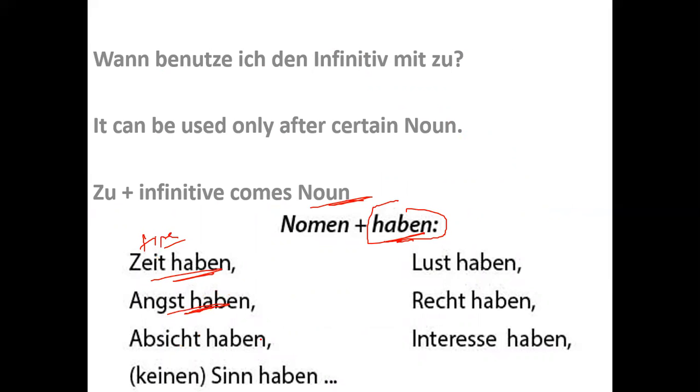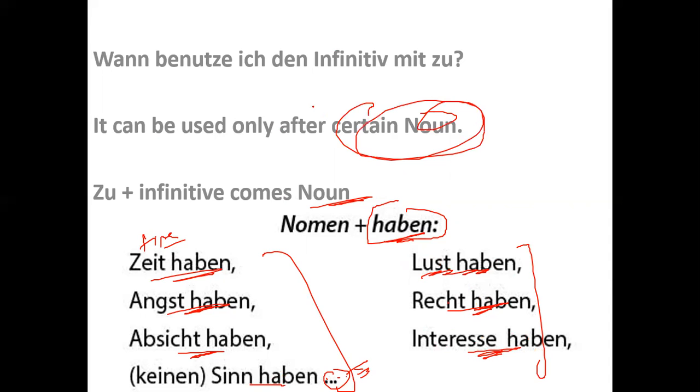Angst haben is to have fear. Absicht haben, to have intention. Lust haben is to have mood. Recht haben is to have right. And then Interesse haben is to have some interest. And keinen Sinn haben, and so on. And there are other nouns as well. But this is more or less enough for you to understand this topic. So it can be used with these nouns also.